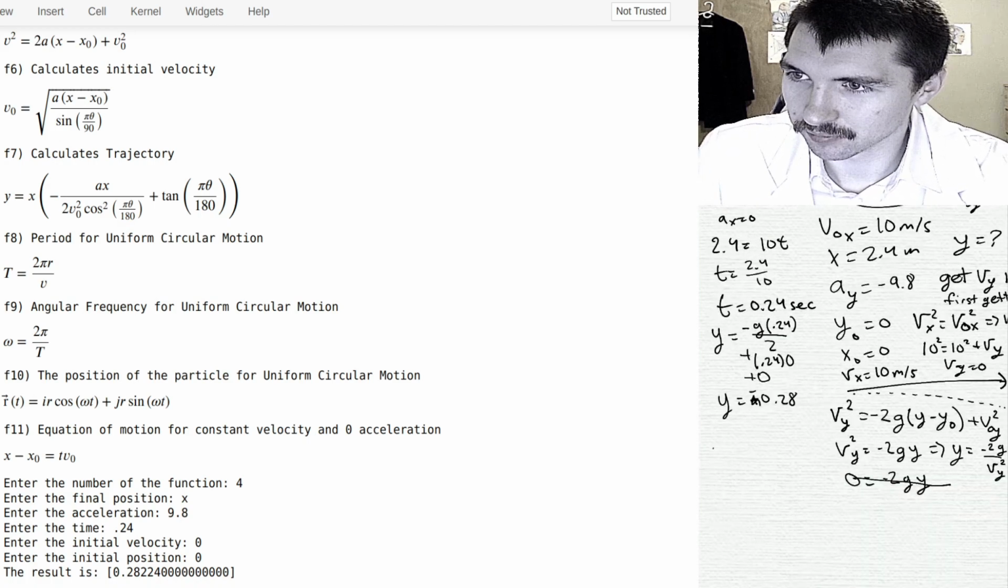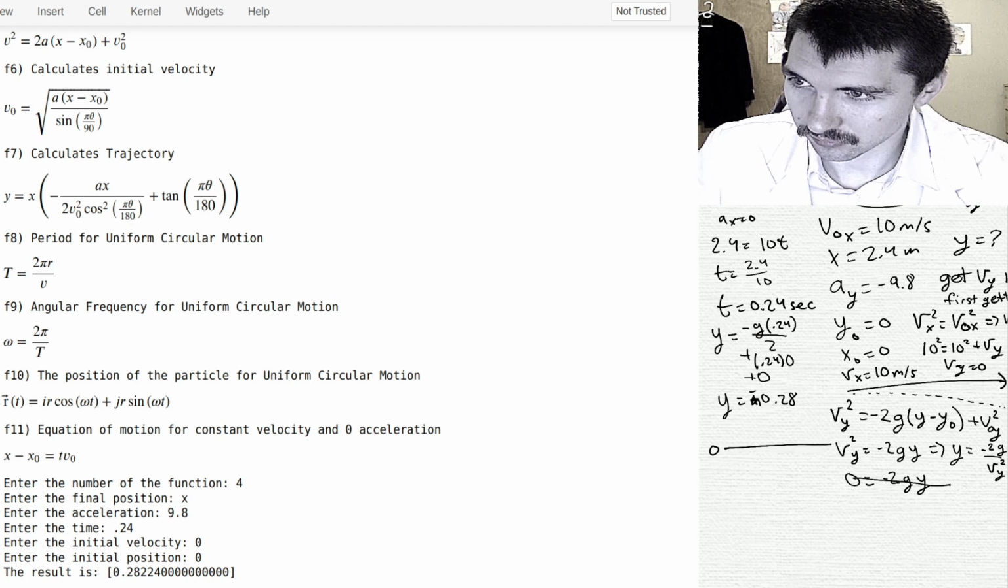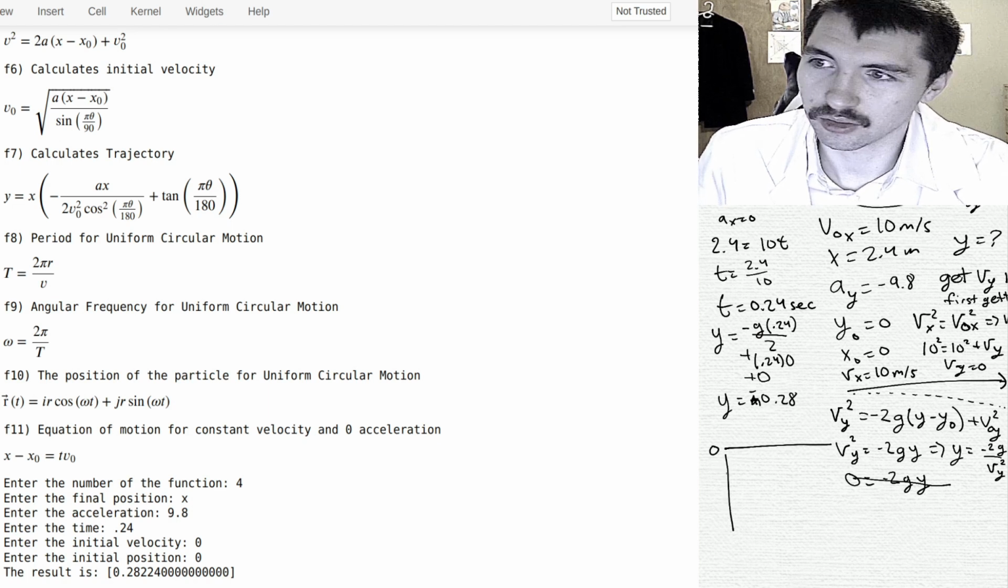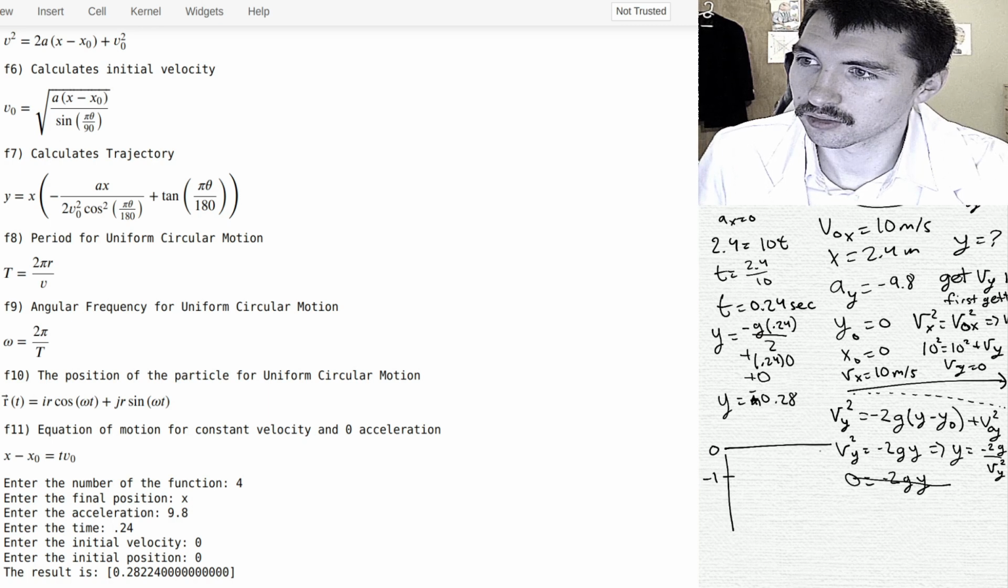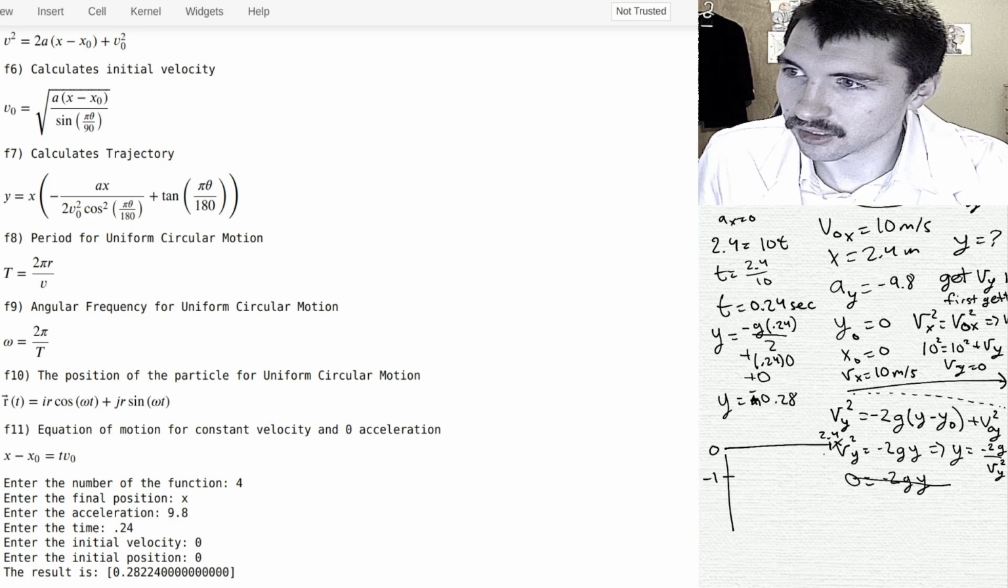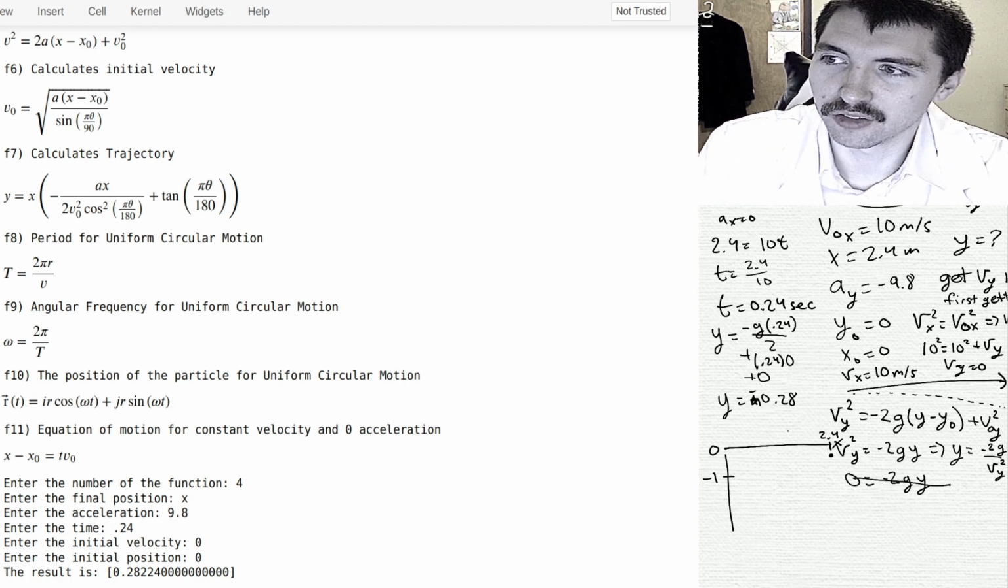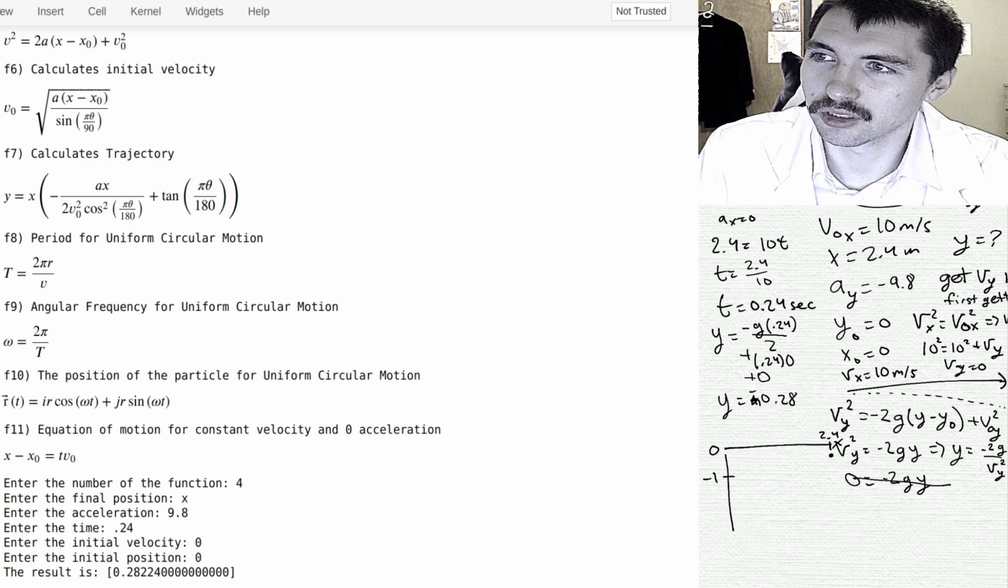So we're saying this is 0. This is the origin. And so this is -1. This is 2.4 in the x direction. So we're saying it's about a third. We're saying it'll get here. Okay, so I think that's close enough. So yeah, I think it was right to keep negative gravity.